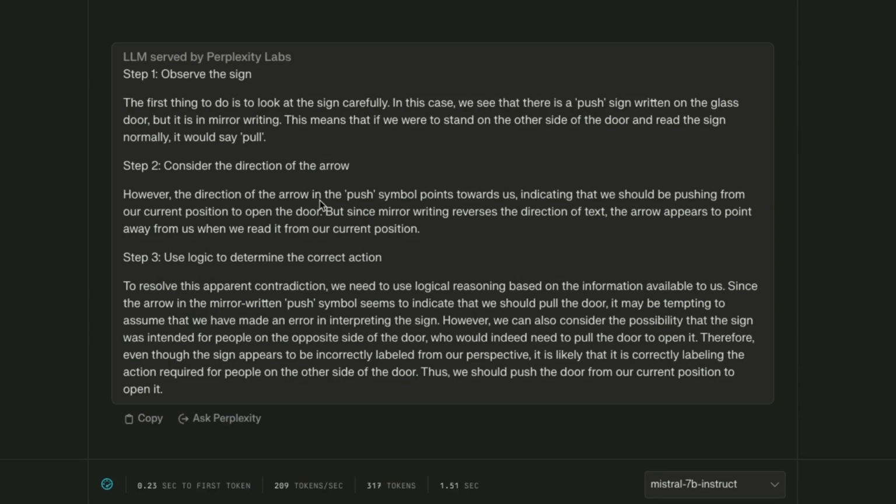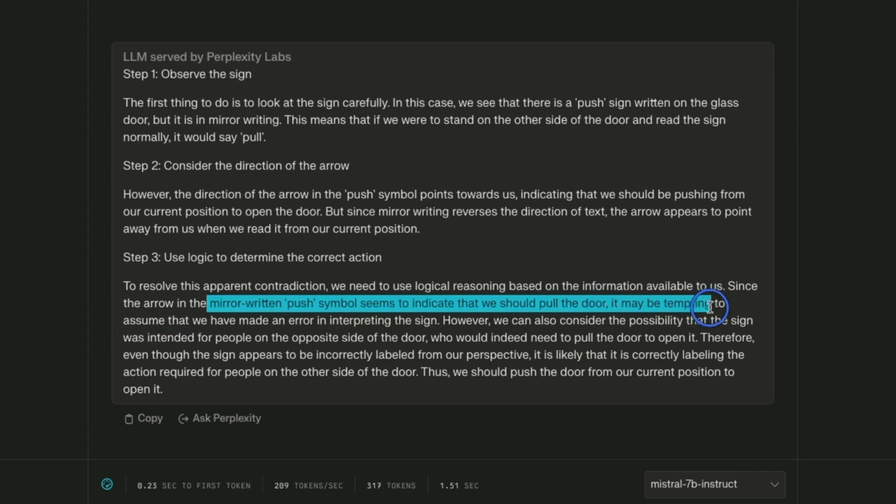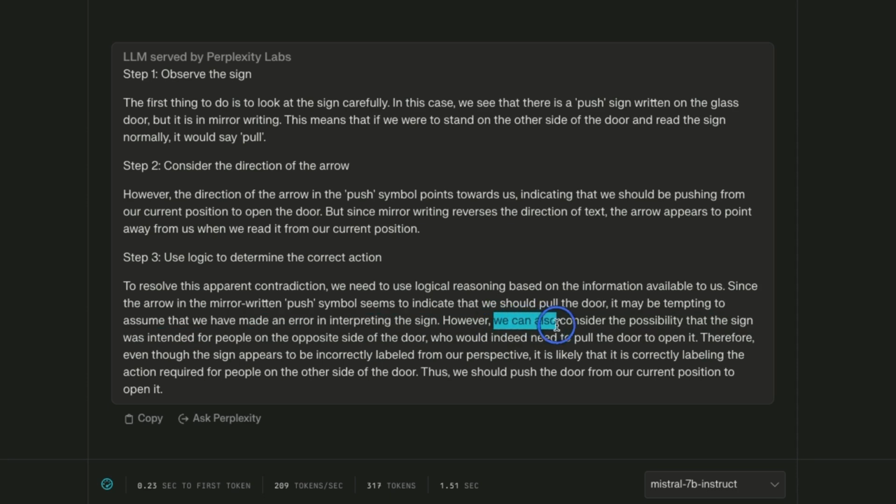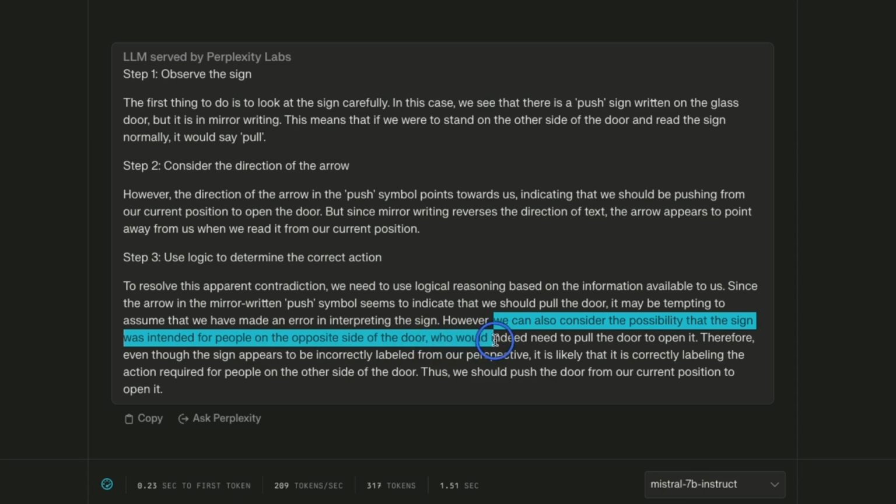Now the Mistral 7b instruct goes through a step-by-step process. So it says observe the sign, consider the direction of the arrow, somehow it came up with that. Then it says use logic to determine the correct action. Now it talks about looking at the arrow, and since it's written "push" in the mirror writing, that seems to indicate that you should pull the door. It may be tempting to assume that you have made an error interpreting the signs, but it says however, we can also consider the possibility that the sign was intended for people on the opposite side of the door who would indeed need to pull the door to open it. So I would say Mistral 7b is able to pass this test.